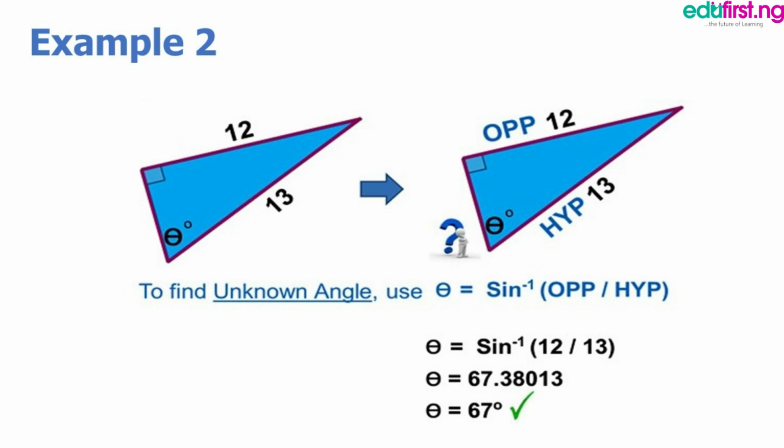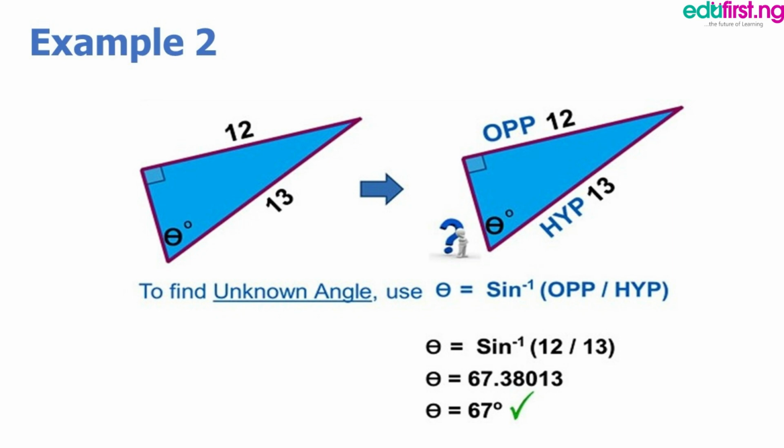So which trigonometric ratio are we going to use here? The best we can use here is sine. If we use tan theta, it will not be applicable. Cos will not be applicable. So the only one that will be applicable here is sine, which is opposite over hypotenuse. So we know that sine theta equals opposite over hypotenuse.